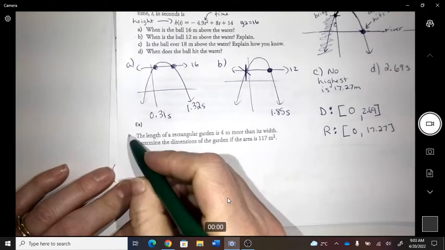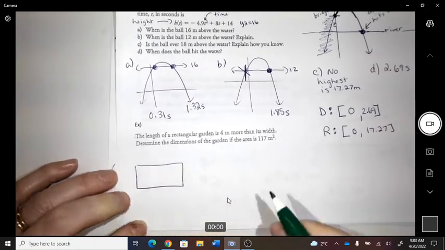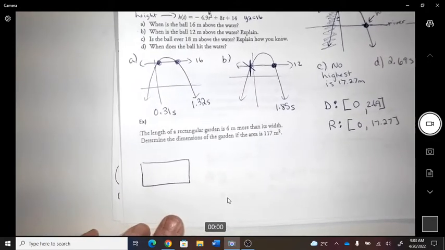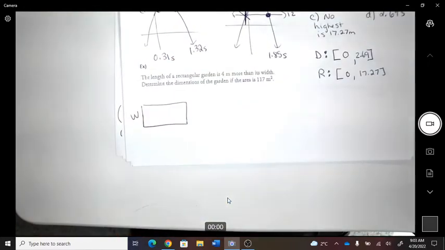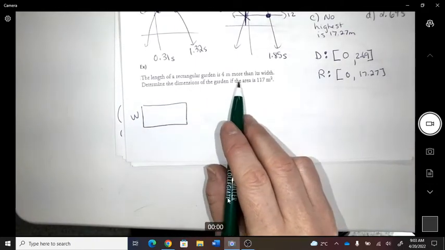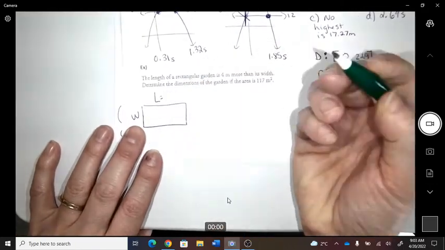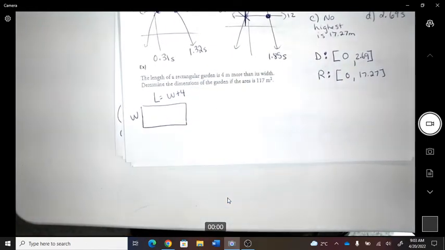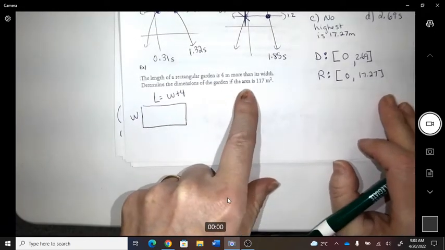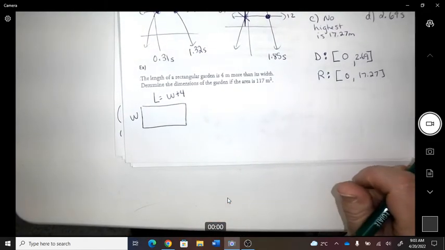Rectangular garden. Okay, if this is the width, the length of the rectangle is 4 more than the width. Okay, does that make sense? 4 more than the width. Determine the dimensions of the garden if the area is 117 meters squared.